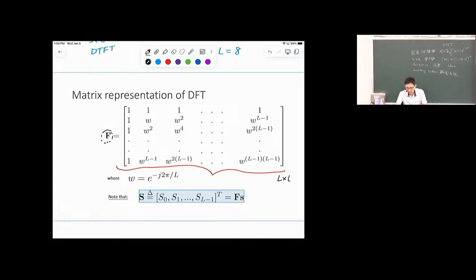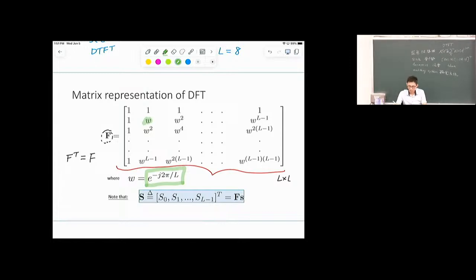So this matrix F, if you look at it, you see that first of all it is symmetric. F transpose equals F. Did you notice? And then secondly, there is a complex valued factor right here we need to talk about. There's a W factor right here, which denotes e to the minus j 2 pi divided by L. But otherwise, the organization is very well organized.